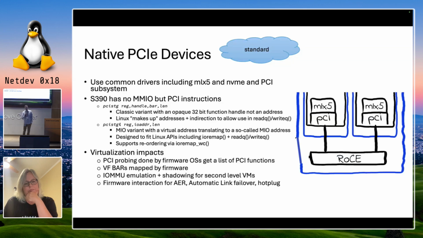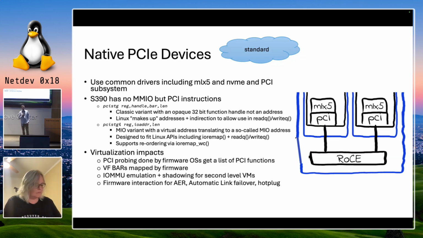interesting, especially once you try plugging it into Linux, which only knows readq, writeq, ioread, iowrite, and all of these just use addresses. So what do you do? Well, Linux makes up a virtual address and uses indirection to allow you to use readq and writeq the same as you would anywhere else, allowing the MLX5 driver to run completely unchanged. But it's still kind of ugly.